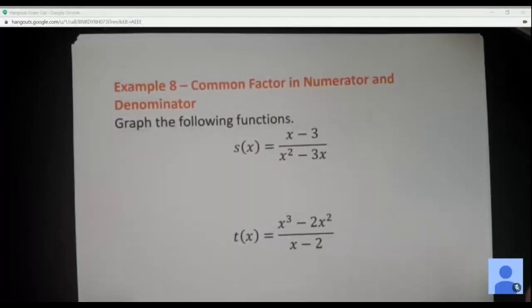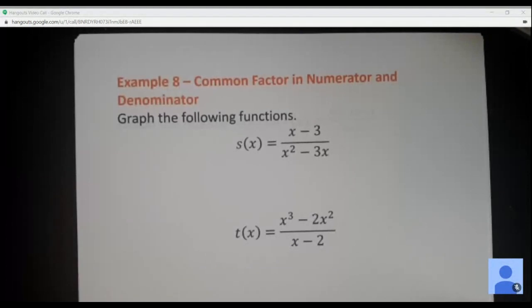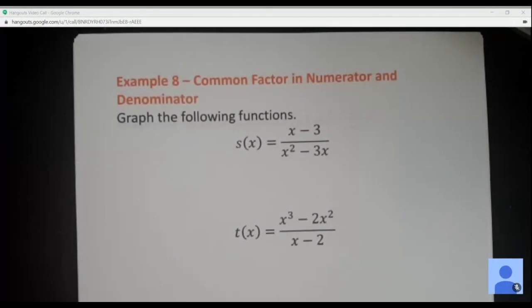Let's take a look at these. This is where we're going to see why it's important to factor the numerator and the denominator.